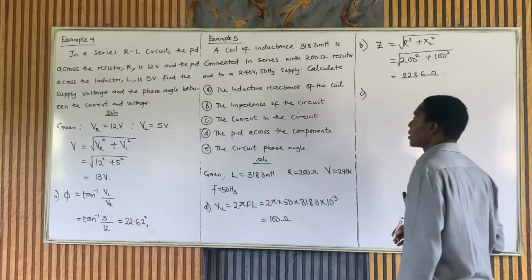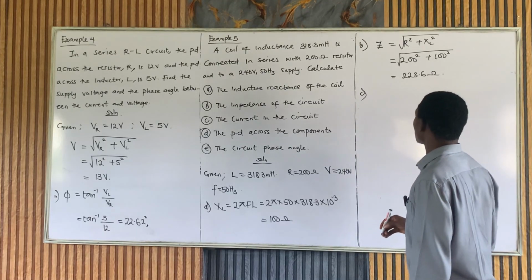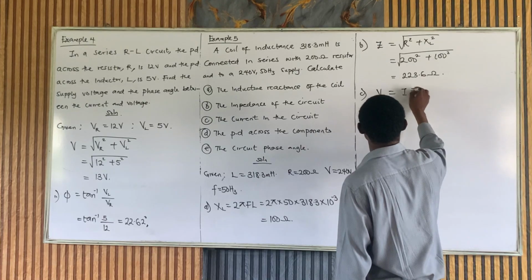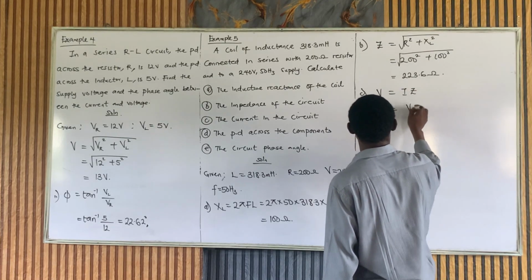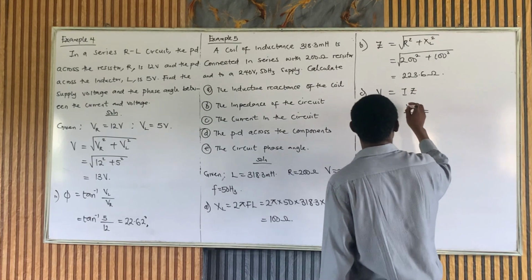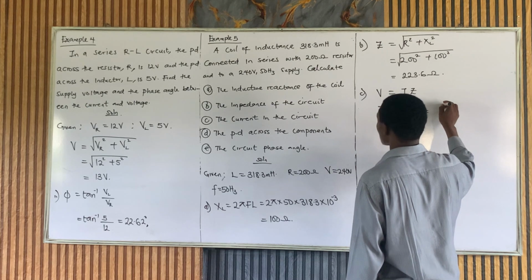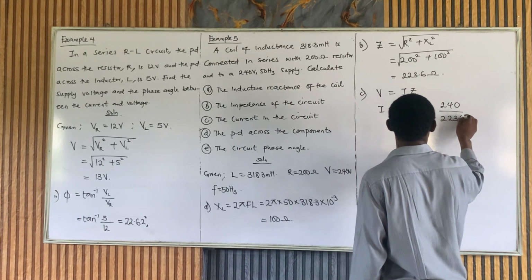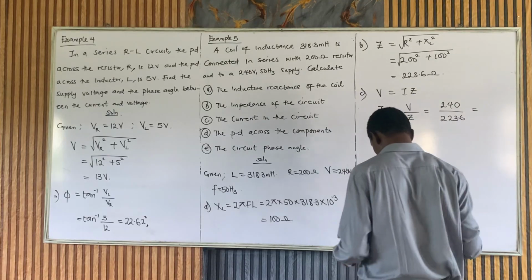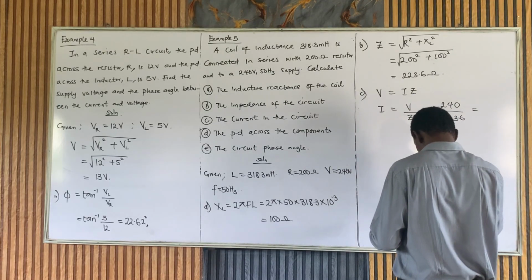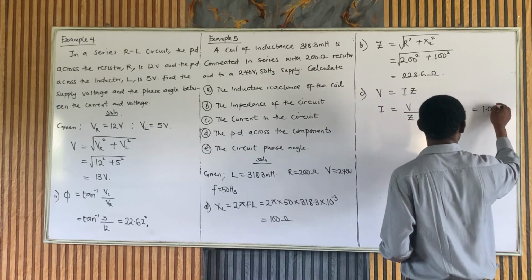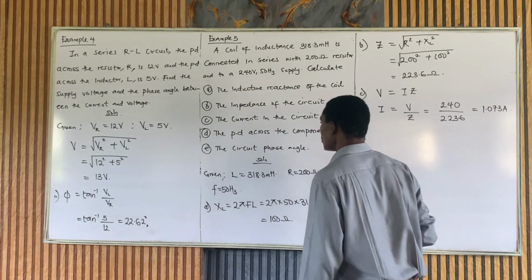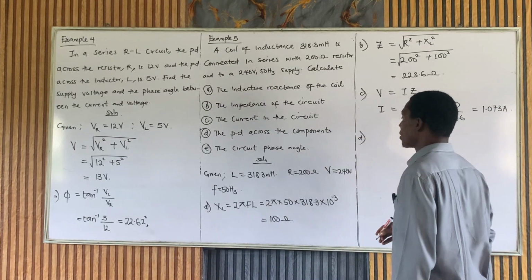Now C, the current in the circuit. Remember that voltage supply is equal to current times impedance. So our current can be the voltage supply over impedance. The voltage supply is 240. Our impedance is 223.6. This will give us 1.073 amperes.